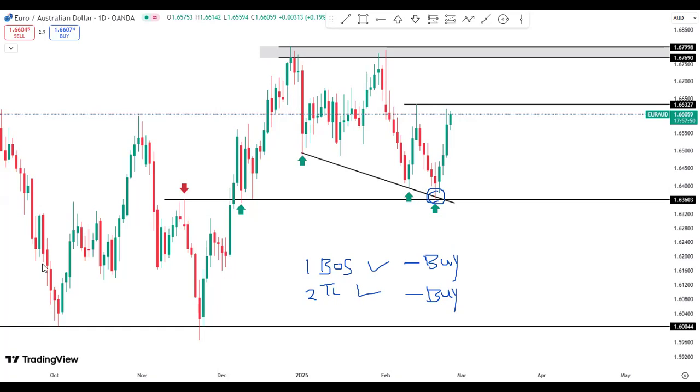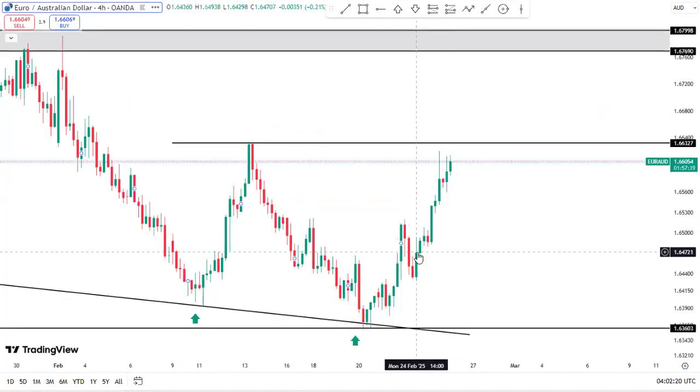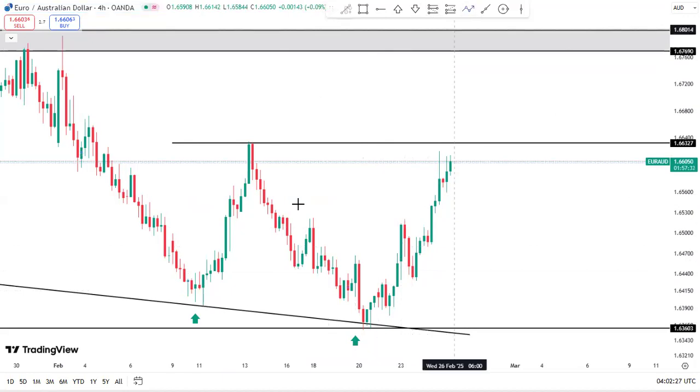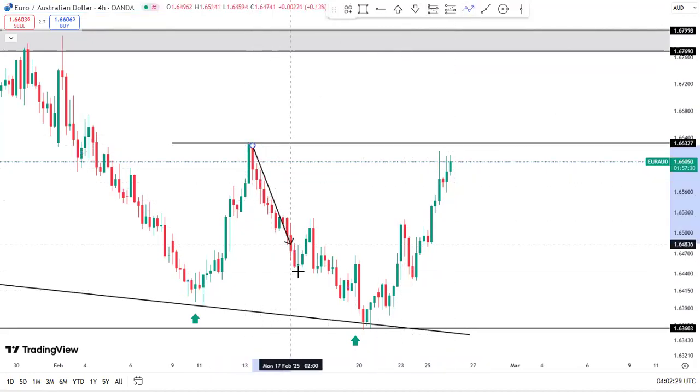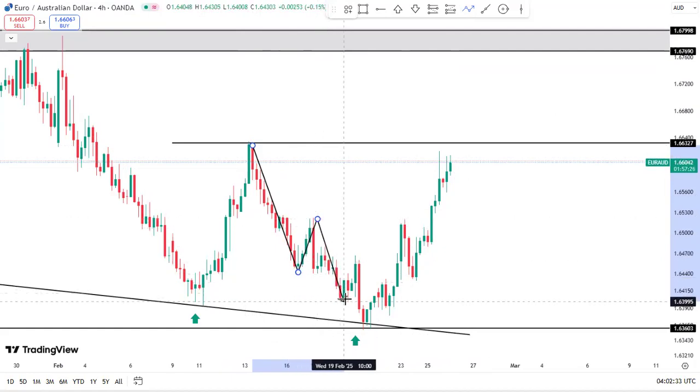Sharp. What to do now? We move to a smaller time frame again. The smaller time frame is going to be the 4-hour time frame. Let's move to the 4-hour time frame. So right now we are on the 4-hour time frame. Look at this. This is the structure that I was talking about. Look at this. Market was going down, came back up, down, up, and then down.